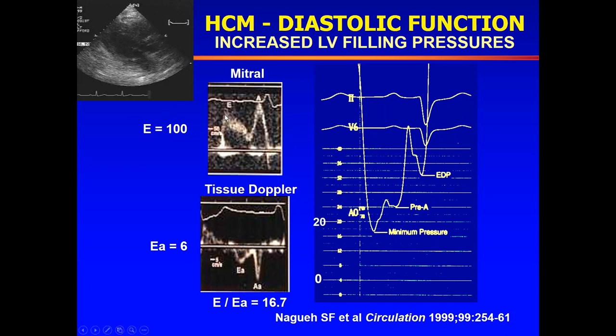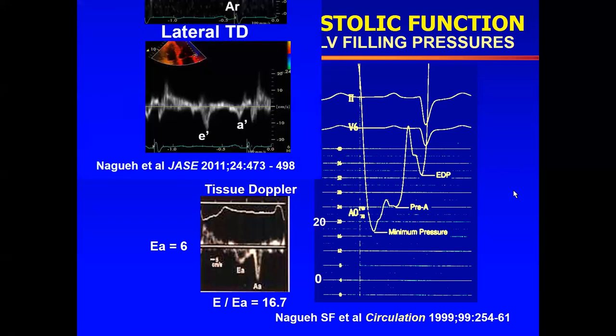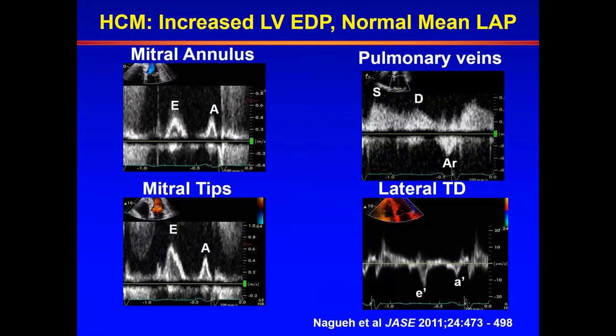But the peak E by itself is almost 100 centimeters per second. That's an indicator that the transmitral pressure gradient early on is increased. The annular velocity is reduced, reflecting the impairment in LV relaxation properties. When patients develop diastolic dysfunction, they go through phases.